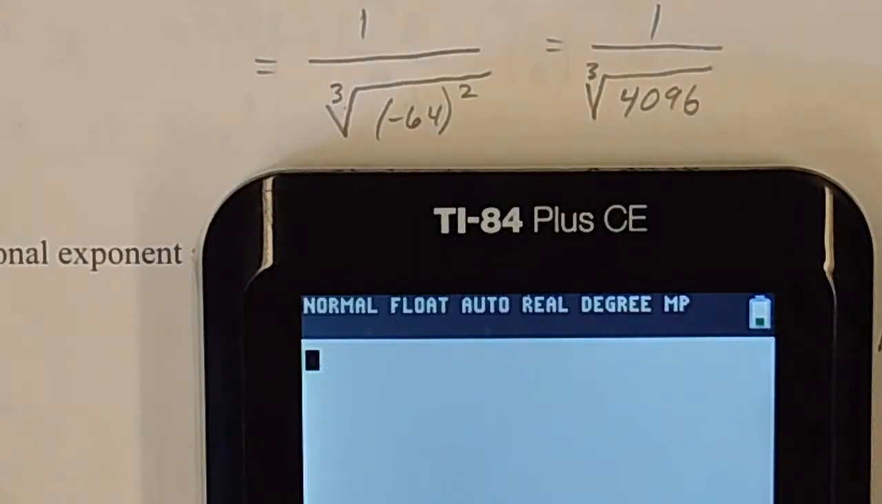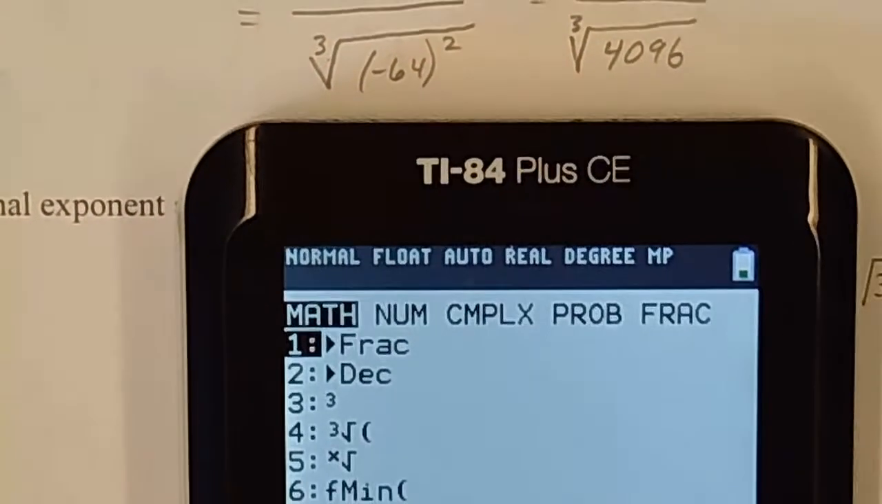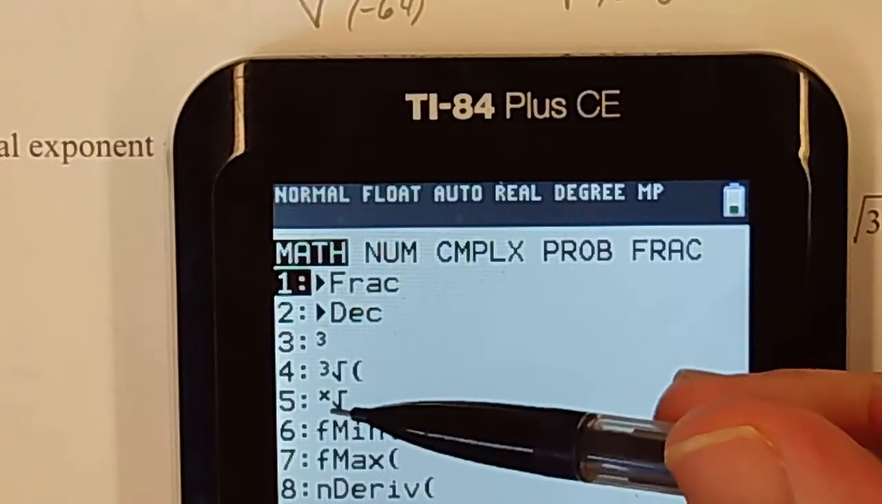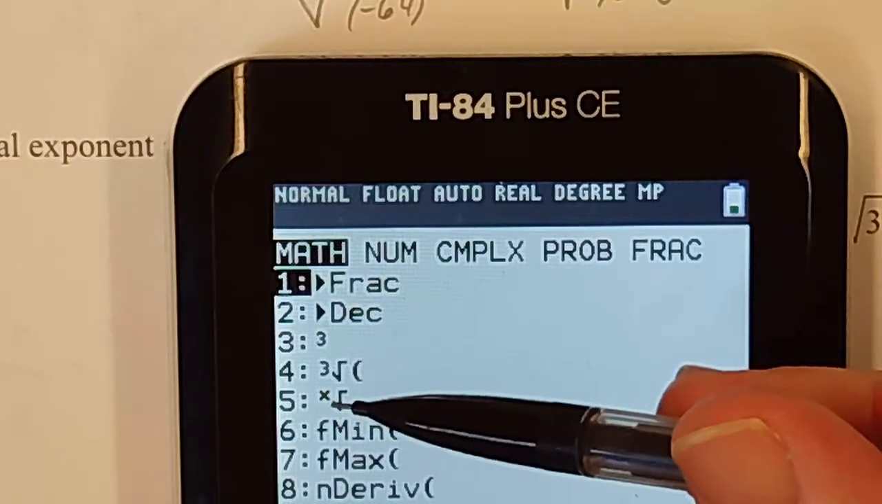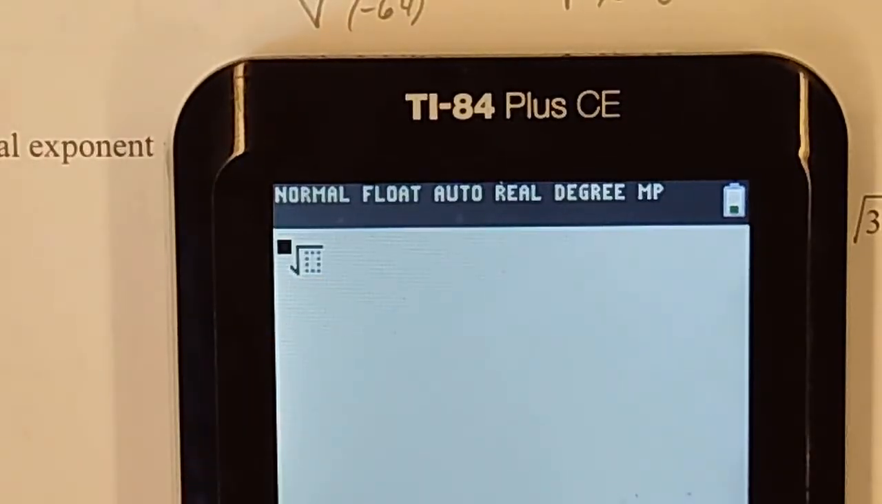There's a button under your math option. So math is in the left-hand row of your calculator. And the 3rd root is there, but we may do 4th roots, 5th roots. So let me demonstrate that button for you right now. If I hit that button, I can type over that and put in any root I want.